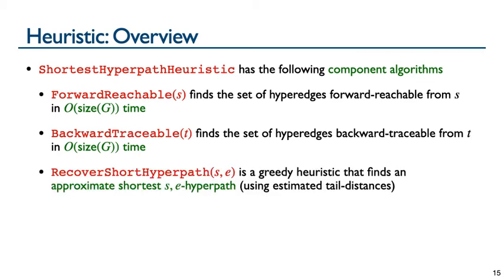Finally, recover short hyperpath, which is a greedy heuristic that finds an approximate shortest hyperpath from the source to an input hyperedge E, which will be repeatedly called in the shortest hyperpath heuristic to give approximate tail distances for hyperedge E. The greedy heuristic also makes use of estimated tail distances that have been computed previously. Next, we will go into a little more detail of this greedy heuristic.